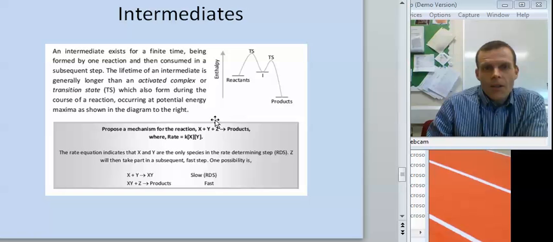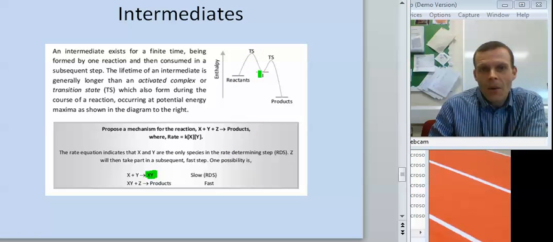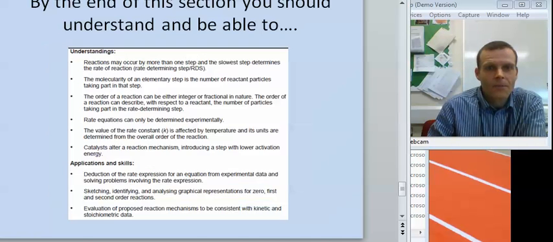One last thing to consider when you're proposing mechanisms is you're very often going to have to come up with some sort of intermediate. So transition state's very short-lived, high energy. There might be something that sticks around for a little bit longer, right? And so in this example here, it would be XY as my intermediate, and then that then goes on to form products. Okay, so you can see these intermediates and transition states on these energy level diagrams. Great.